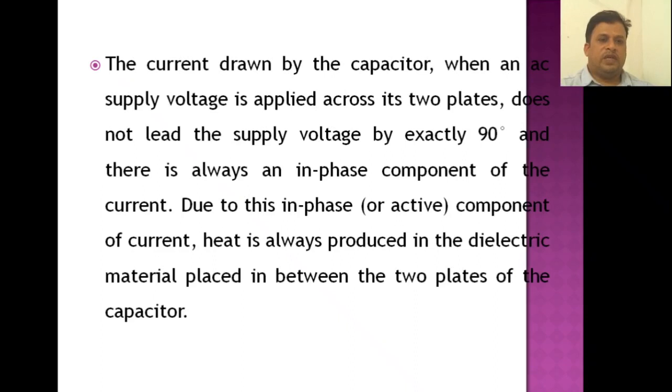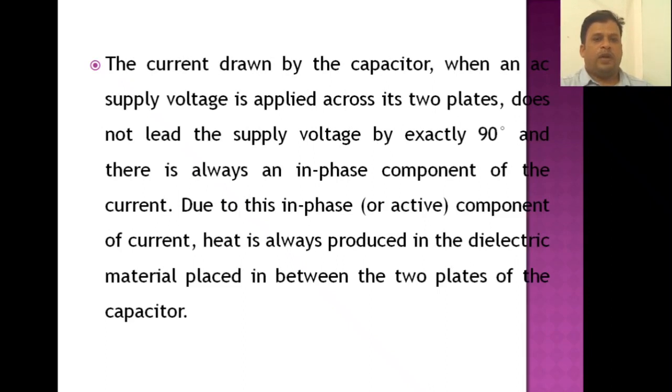Now what we say is we will be having this dielectric heating diagram, where we have the capacitor, the supply voltage, as well as this particular thing. And here we see that the current drawn by the capacitor when an AC supply voltage is applied across its two plates does not lead the supply voltage by exactly 90 degrees, and there is always an in-phase component of the current. Due to this, an active component of current heat is always produced in the dielectric material placed in between the two plates of the capacitor.